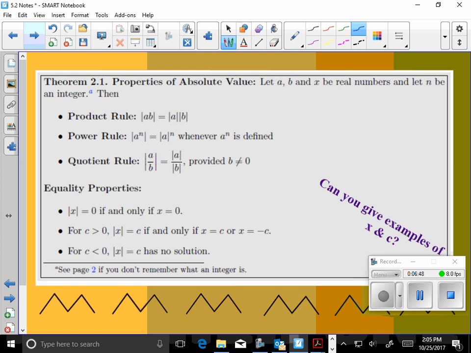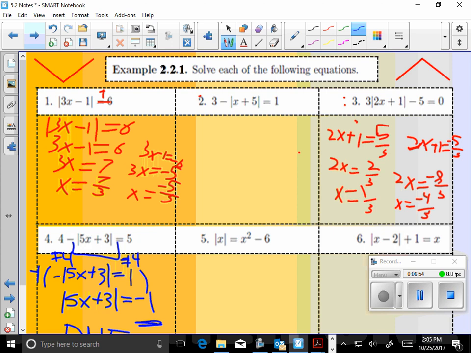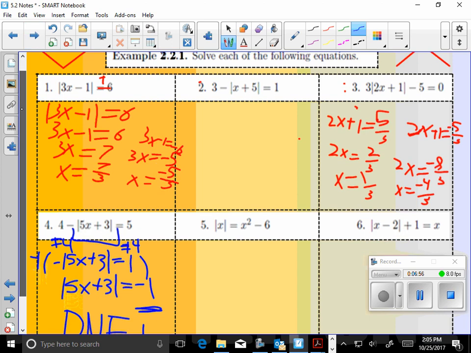All right, let's skip ahead. Some of the formality stuff on properties of absolute values, they're pretty self-explanatory. You can look at those on your own time, ask me questions on that. I want to talk specifically about 5 and 6.